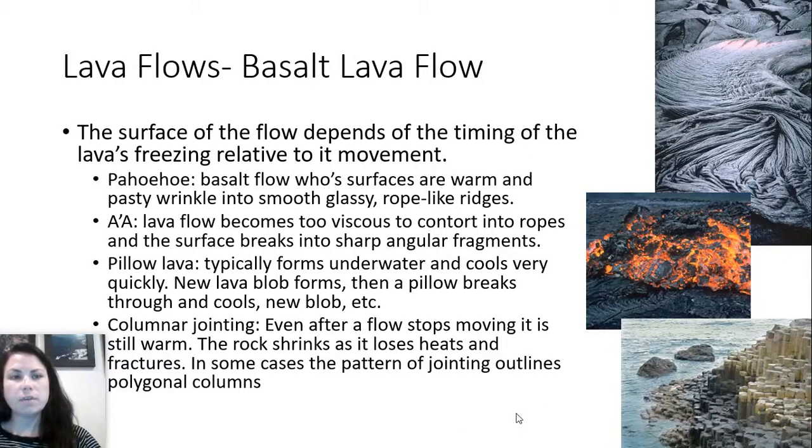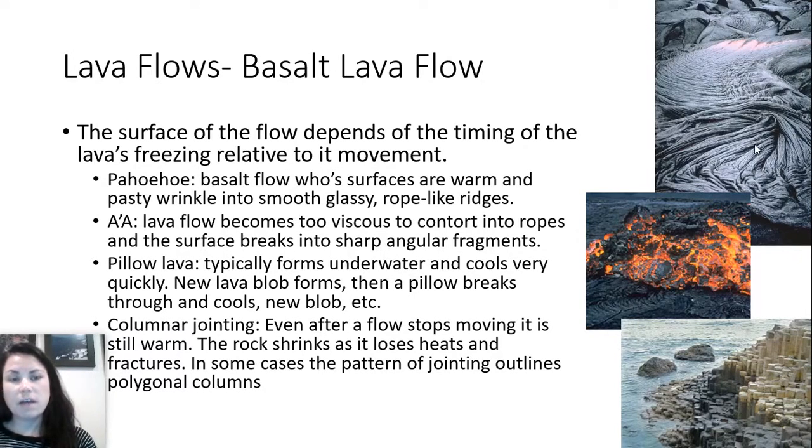So there's different ways that we can describe basalt lava flows, even though generically they're considered a lava flow. And we can do that based on the surface. The surface of the flow depends on the timing of the lava's freezing relative to its movement. So first we have pahoehoe, and this is when the basalt flow's surfaces are warm and create these wrinkles into smooth, glassy, rope-like ridges, which is the picture here on the top right.